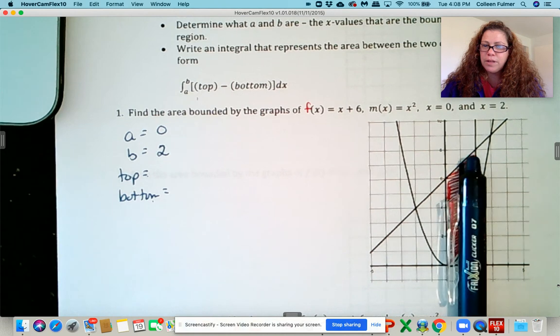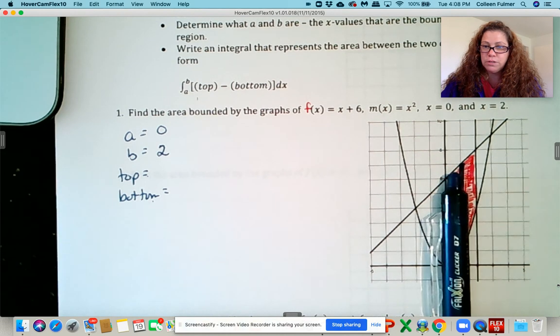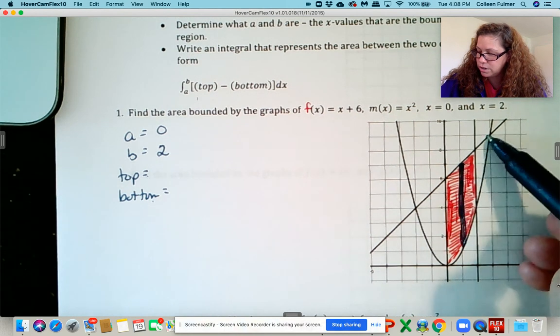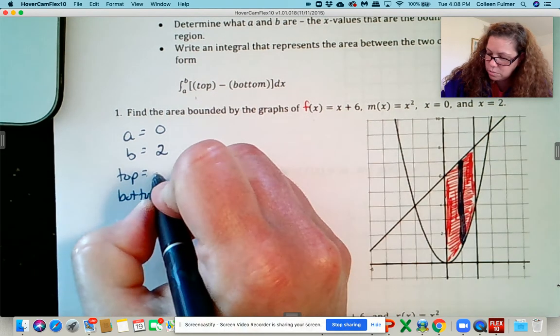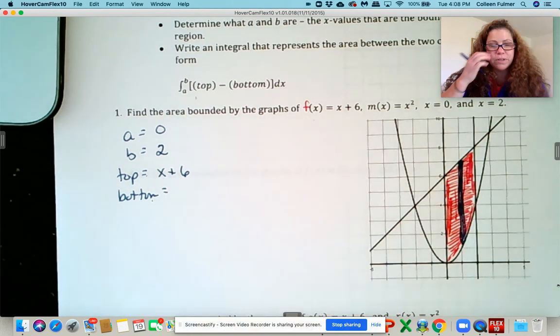Will the top of the rectangle always touch the same function no matter where I draw it? Hopefully you're saying yes, and you realize that it is this line. Well, the top function is the line x plus 6.